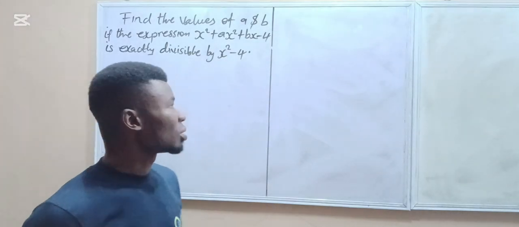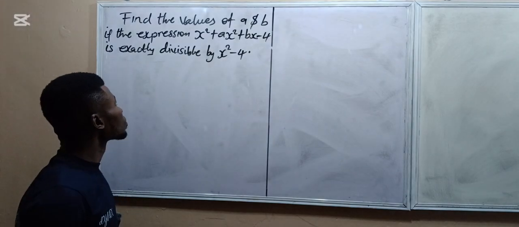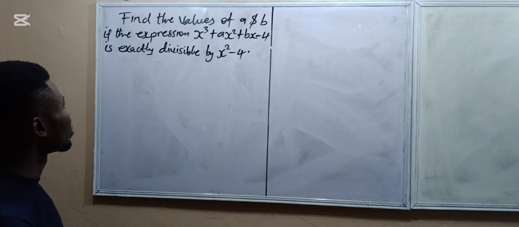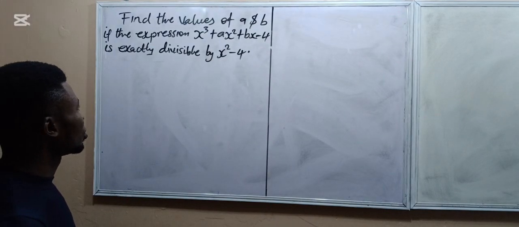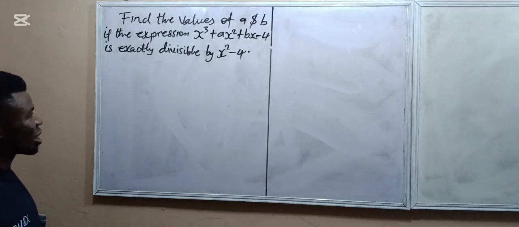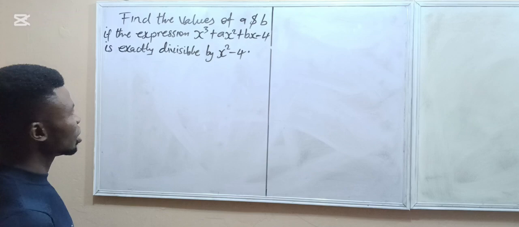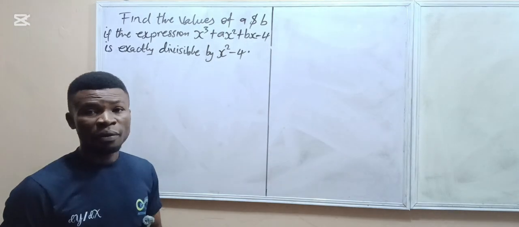We are still on factorization. Now we have this question. It says, find the values of a and b if the expression x cubed plus ax squared plus bx minus 4 is exactly divisible by x squared minus 4.